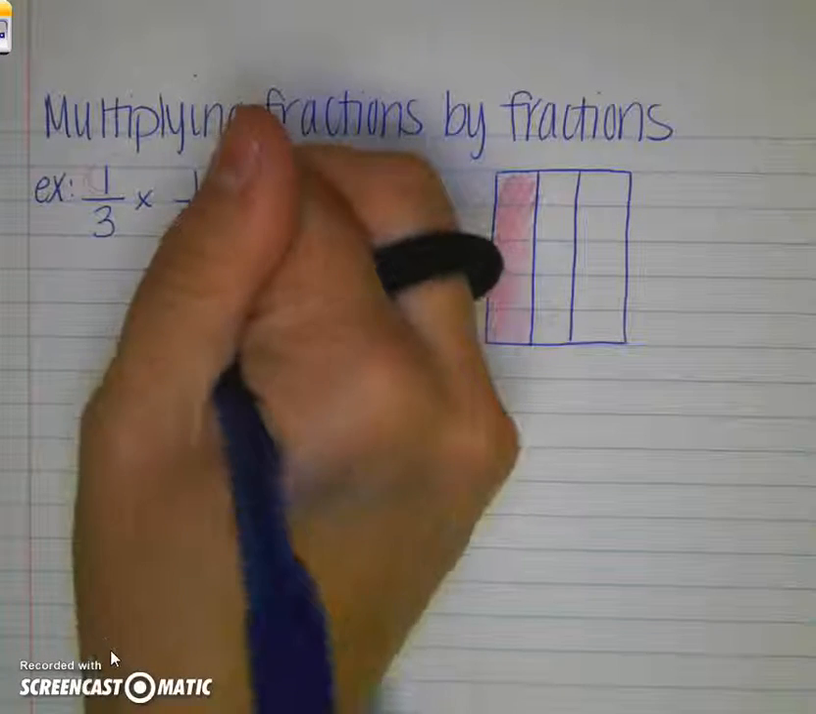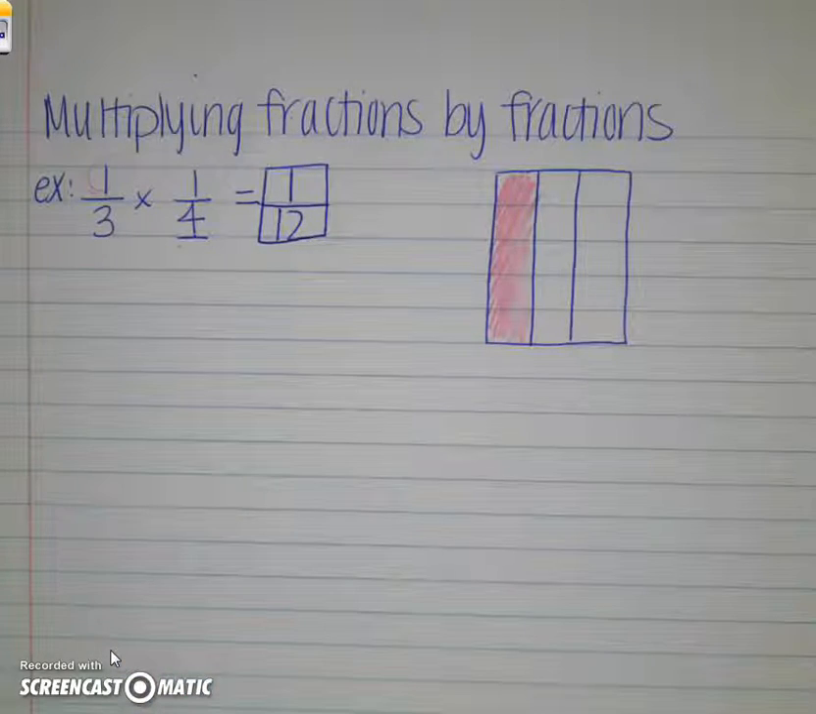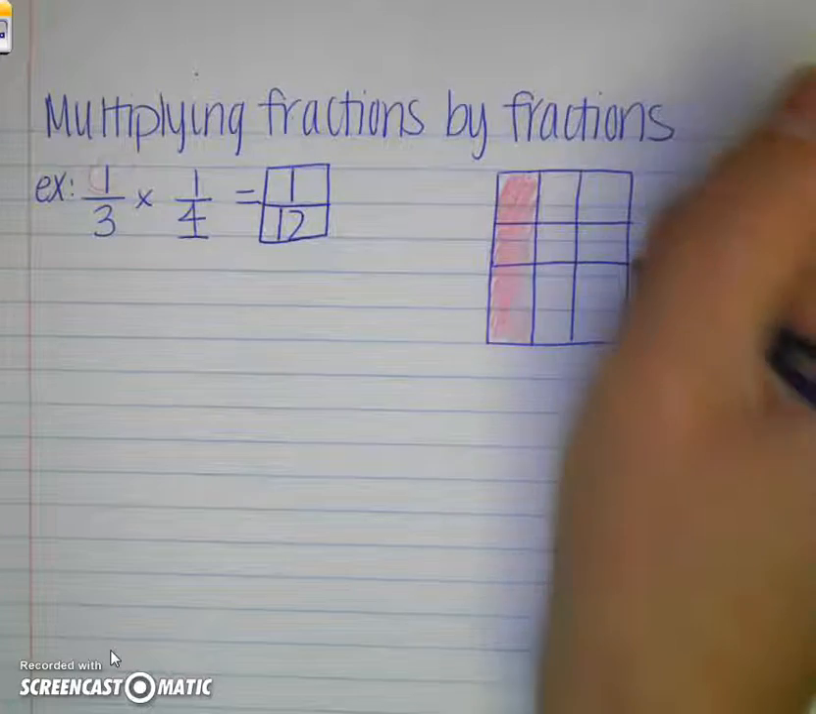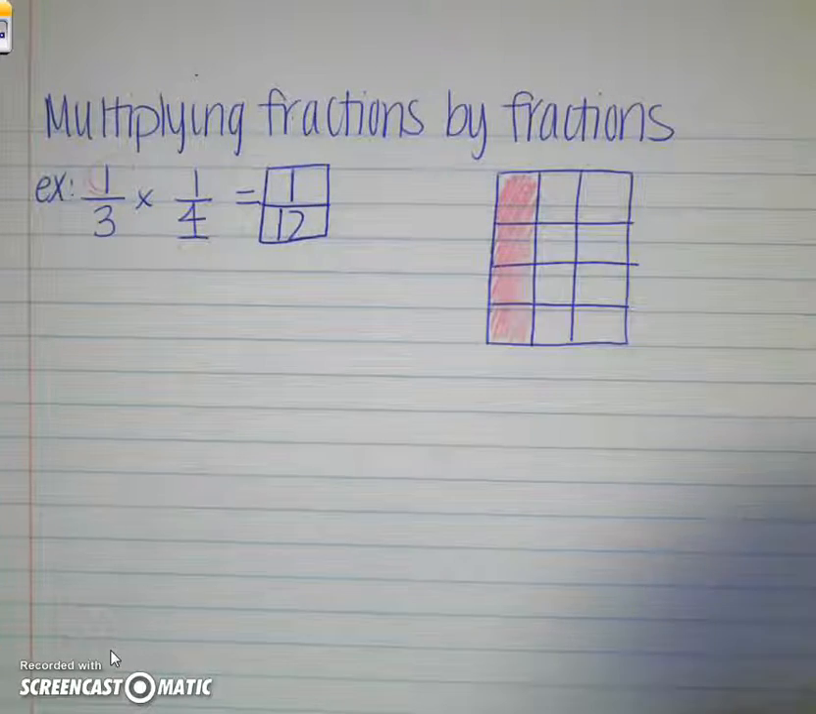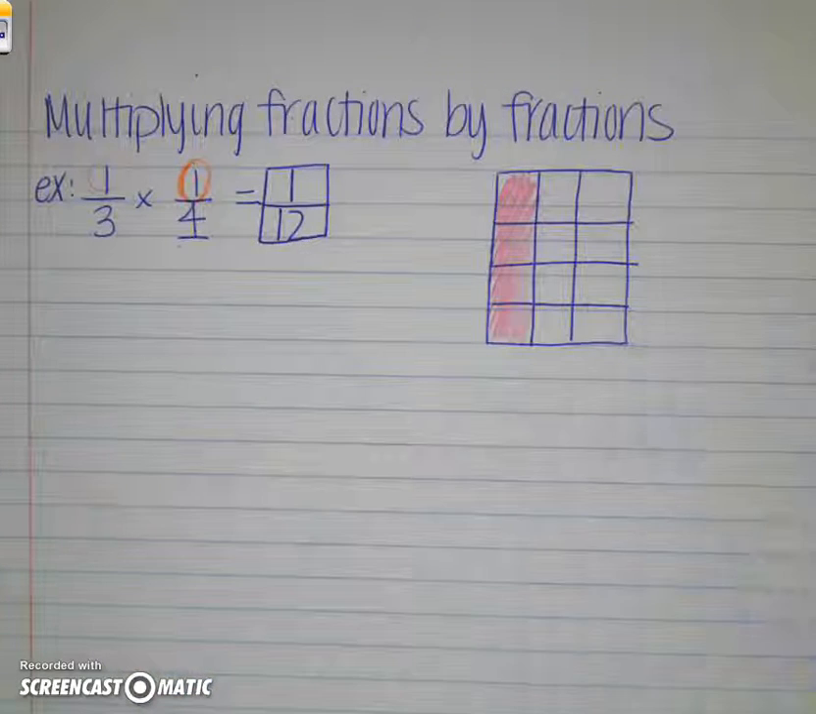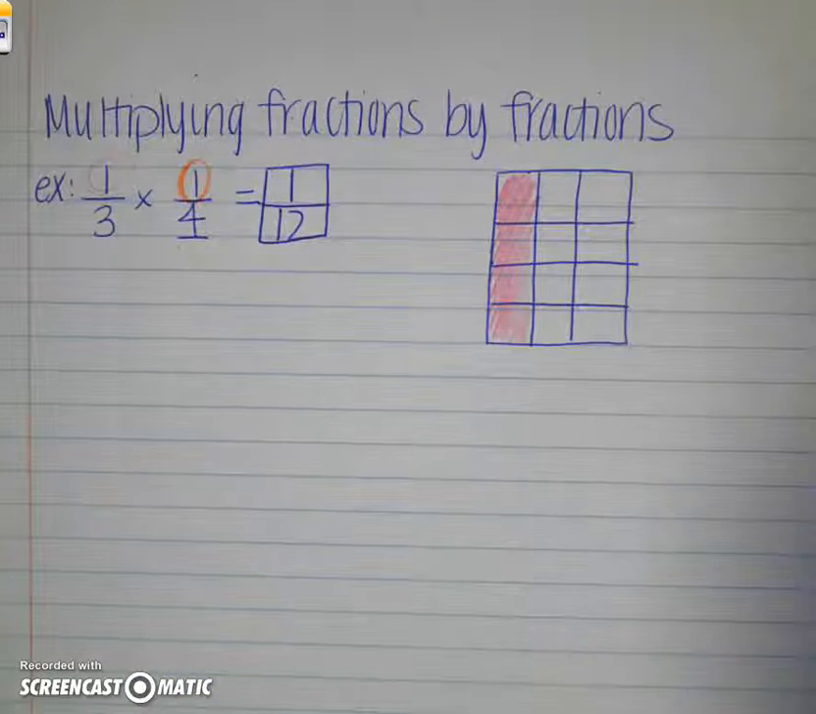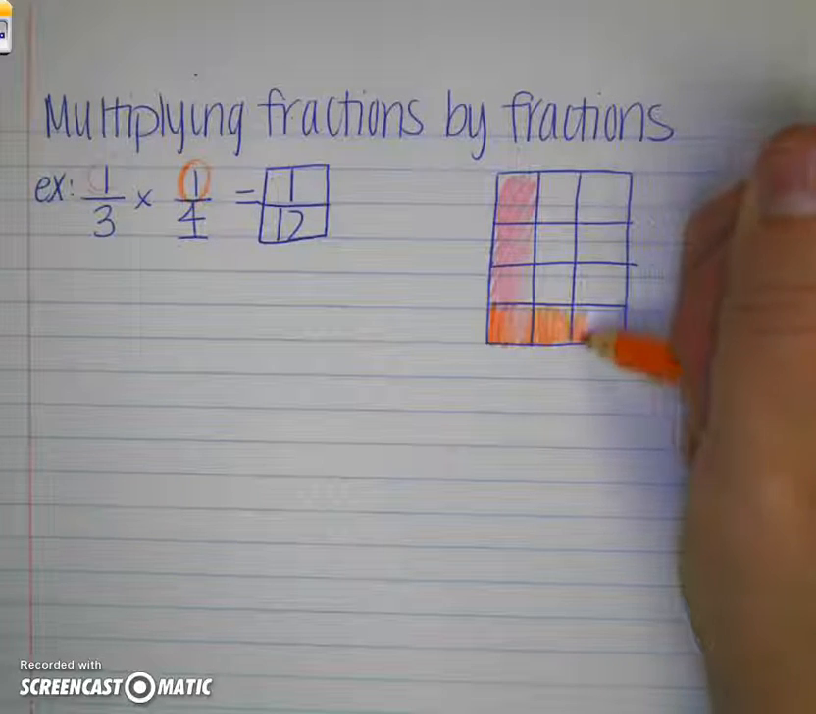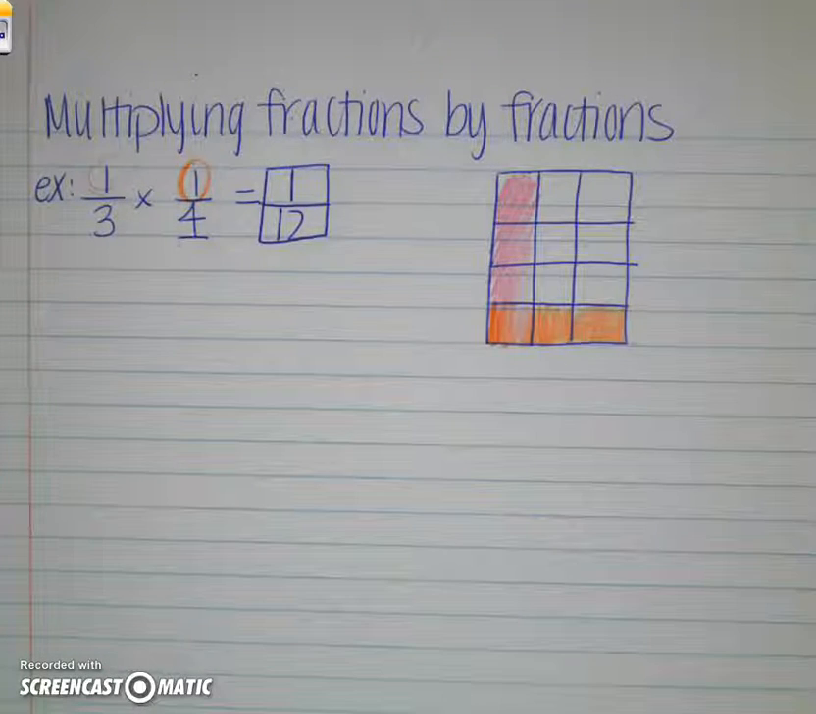So the denominator tells me how many cuts I need to make. I need to make 4. 1, 2, 3, and 4. Okay? Now of those 4 pieces, I want to shade in 1 of them. So now I'm going to take a different color. I'm going to take orange, and I'm going to shade in 1 of those 4 pieces.